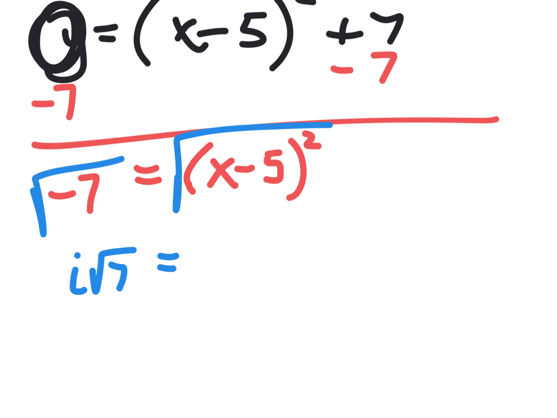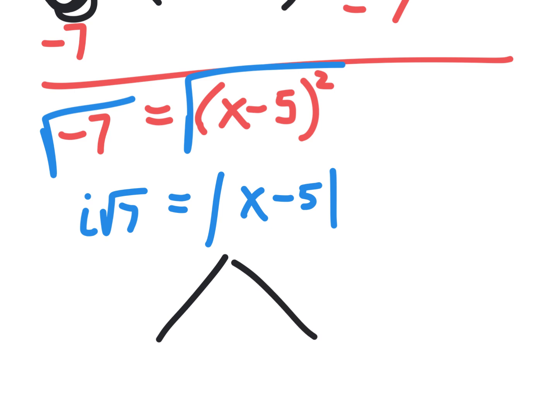So i root 7, absolute value x minus 5. Then this can be split into 2 parts. And I think that's good enough. From there, I think you'd all be able to solve it. And there's my answers. And they've got an i in them, so they're clearly not x-intercepts, because they wouldn't have any real solutions. All right.